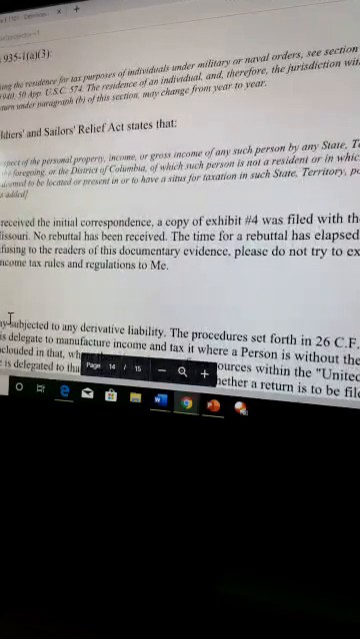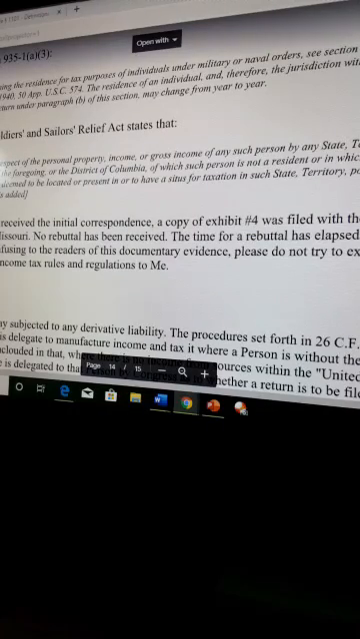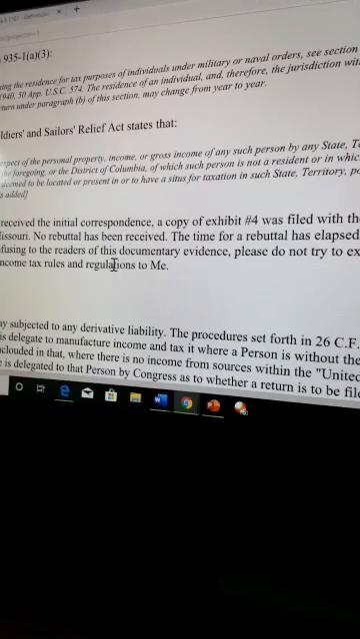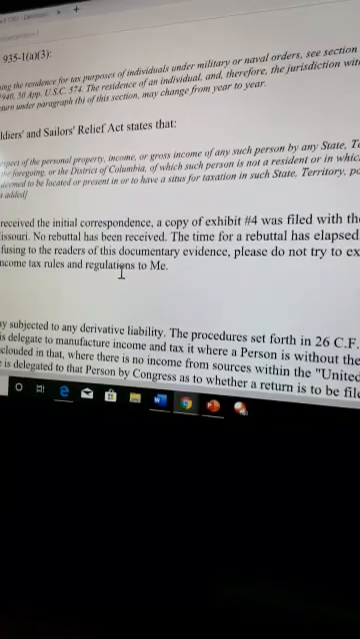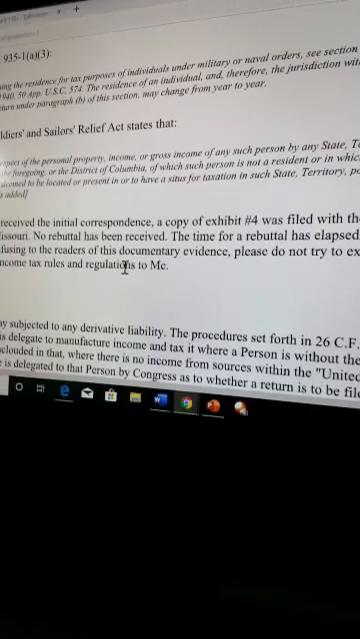And with that, ladies and gentlemen, I'm going to let you go here. I'll read this last part. When the undersigned received the initial correspondence, a copy of the district director in Kansas City, Missouri, no rebuttal has been received. The time for rebuttal has elapsed. See Exhibits 4 in conclusion. See Exhibit number 4. If there is any confusion to the readers of this documentary evidence, please do not try to explain the content of the dissembled income tax rule and regulation to me.